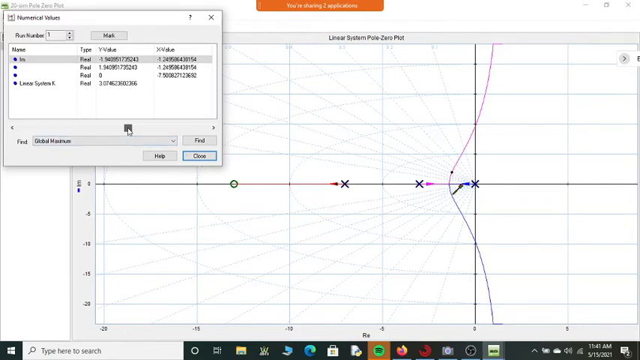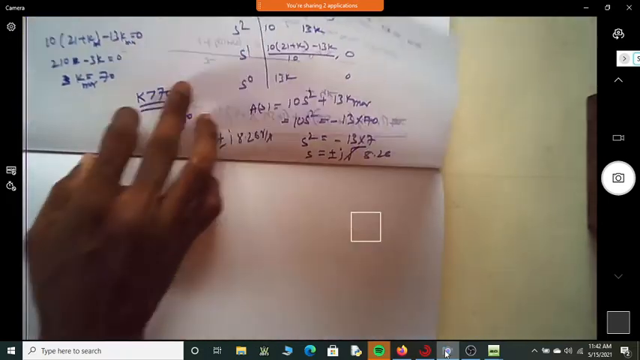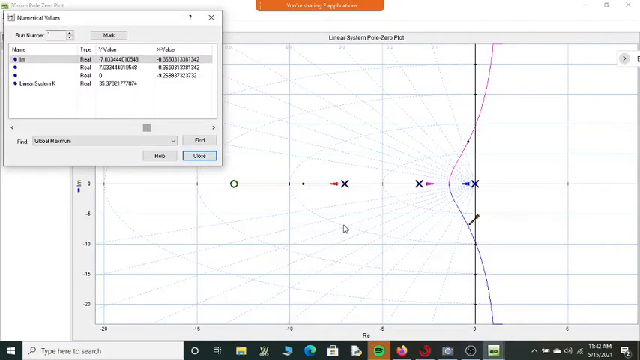If I further increase, can you see it is still increasing? Is it still to the right? Sorry, left. Suppose when this value k becomes 70, they are on the imaginary axis. That's what we actually found in my calculation. In the calculation, we found that at k equal to 70, the system will be oscillatory. I can increase the value of k and see that.